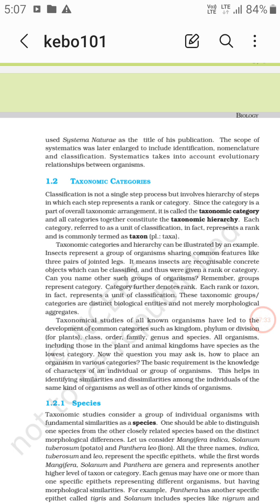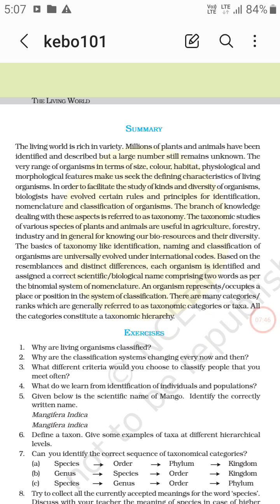So taxonomic categories represent rank, and they represent taxa in the taxonomic hierarchy, and then taxon. Okay, an organism occupies a place or position in the system of classification. A place or position in the system of classification, right?